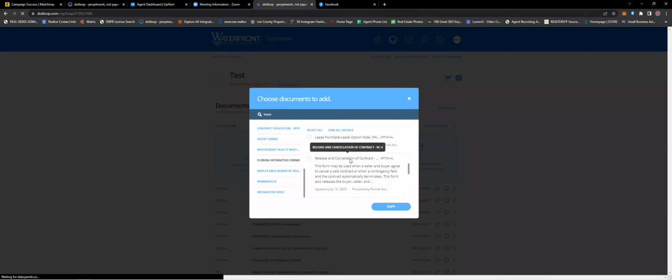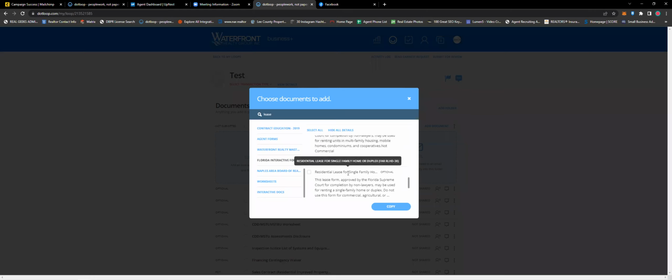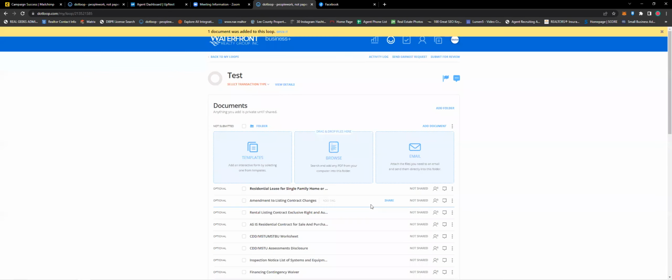and scroll down, and you'll notice there are two different types of leases. One is for multifamily rental housing or condos, and the other is for single family or duplex. We're going to focus on the single family duplex today. So just simply click copy. And then we'll just click on our residential lease for single family home.